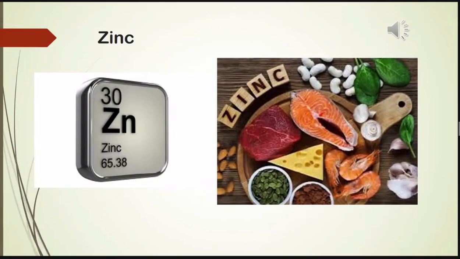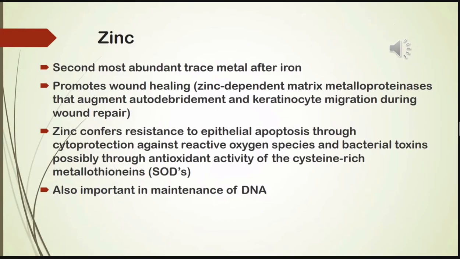The next mineral for discussion is zinc. Zinc has the atomic number 30 with an approximate atomic weight of 65.38. Shown here in this slide are foods that are rich in zinc. Zinc is the second most abundant trace metal after iron.